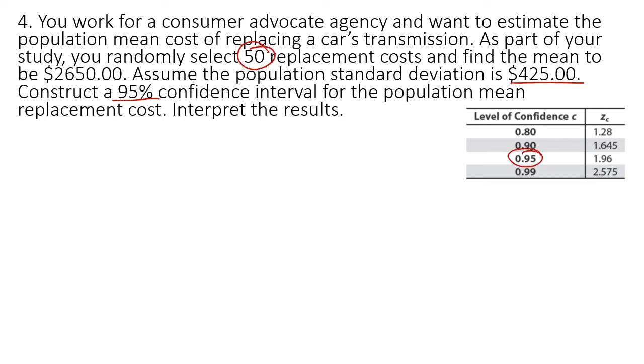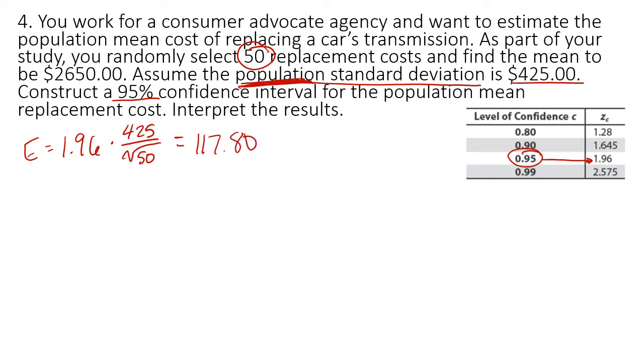So for a 95% confidence interval, that goes to a z of 1.96. So for our margin of error, it's our z times our standard deviation, 425, divided by the square root of our sample size. So again, we're using the normal distribution because we have the population standard deviation. If we had the sample instead, and we only knew what the sample standard deviation was, then we'd have to use a different one. So we're using that now. So once you calculate that and round to 2 decimal places, you get $117.80 for your margin of error.